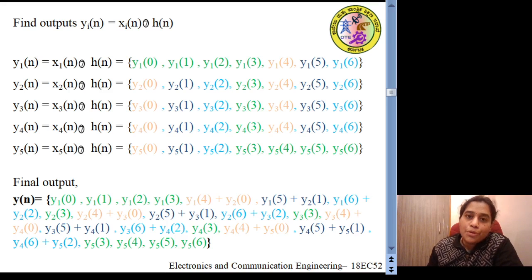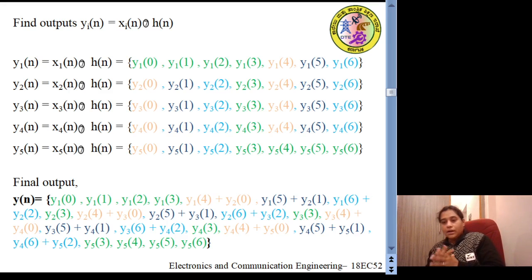So here our output block has the samples y5 of 0, y5 of 1, y5 of 2, y5 of 3, y5 of 4, y5 of 5 and y5 of 6. Observe the things to be considered; we have to concentrate here. We are not just doing overlapping and discarding some values. Instead, we are keeping some values as they are, and we are adding some samples. Carefully observe, because this is the overlap add method of doing the linear filtering operation.